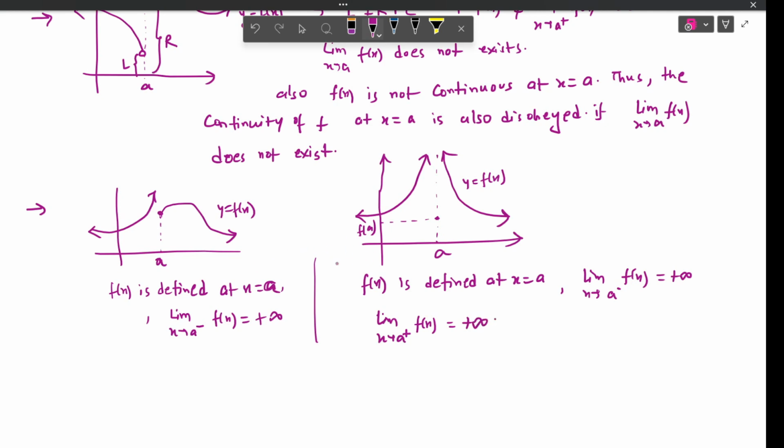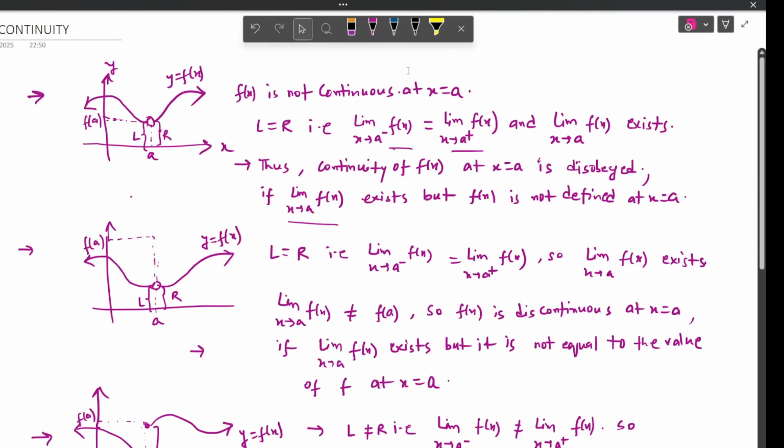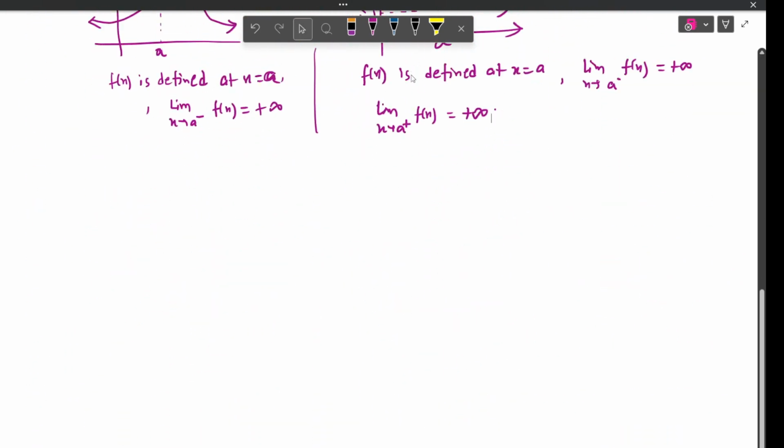So from these two curves we can conclude that the continuity of a function f is also disobeyed if either of the two limits, that is left hand limit, limit x tends to a minus f of x, and right hand limit, limit x tends to a plus f of x, both tend to plus infinity or minus infinity, and f of a is finite. So from all this discussion we can conclude that a function f of x can be continuous at a point x equals a.